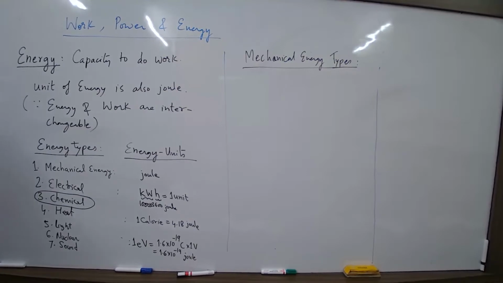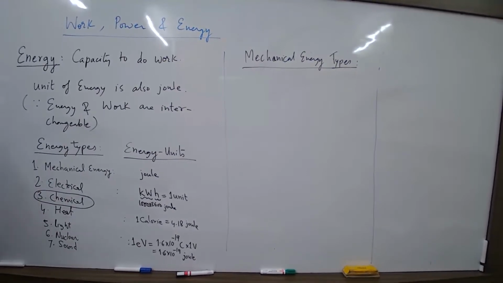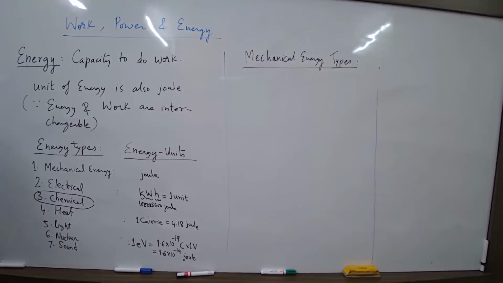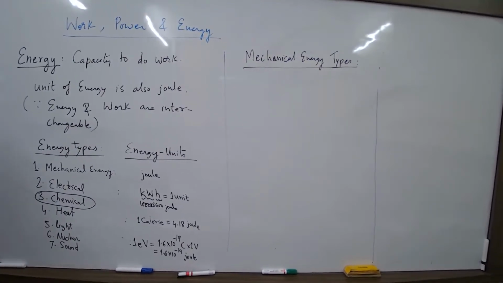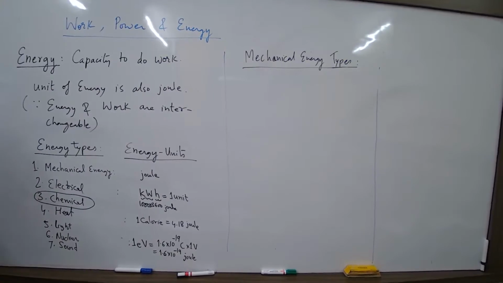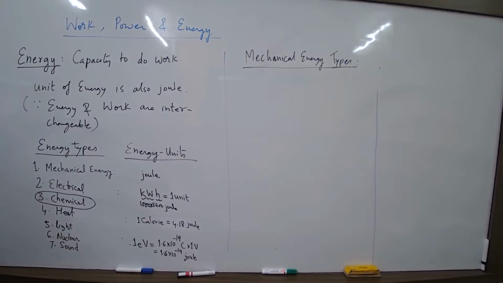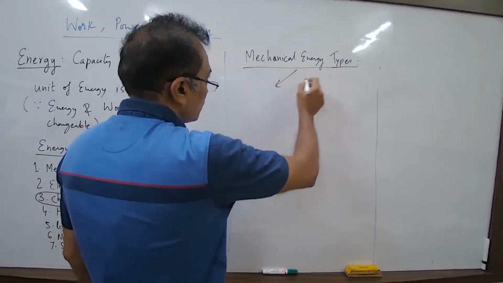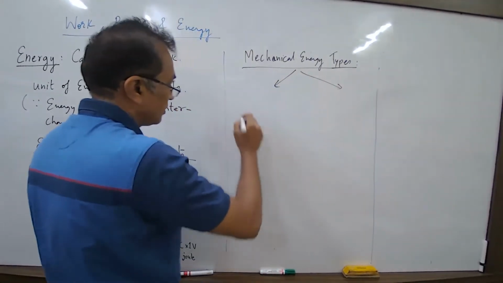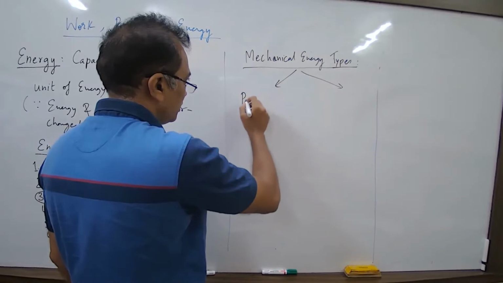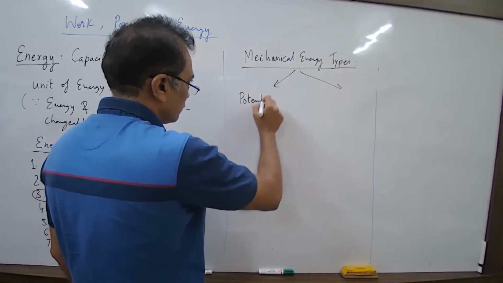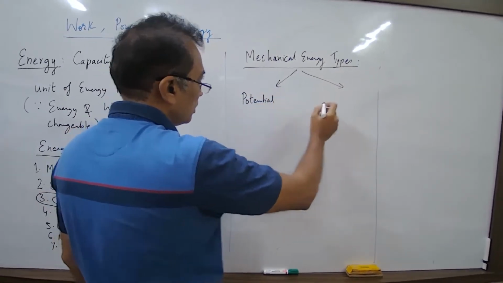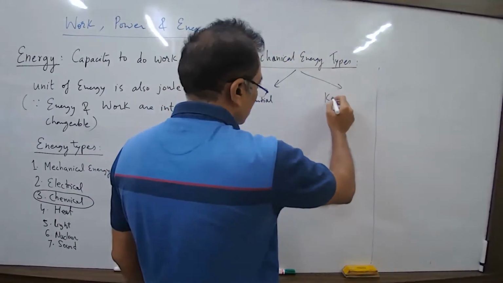So physics is all about learning about energies. Is everybody done writing? So let me explain the different types of mechanical energy and then we'll close. There are two types of mechanical energy: potential energy and kinetic energy.